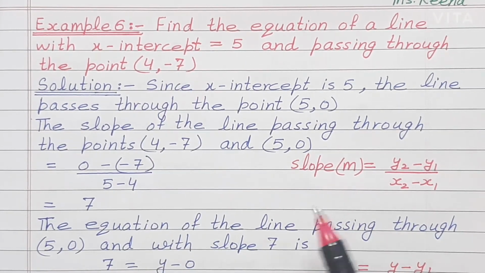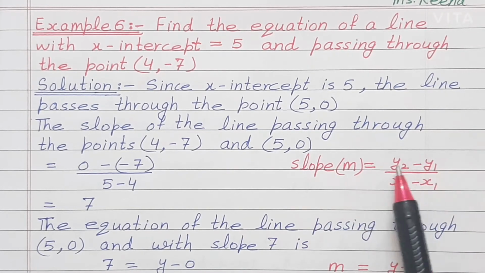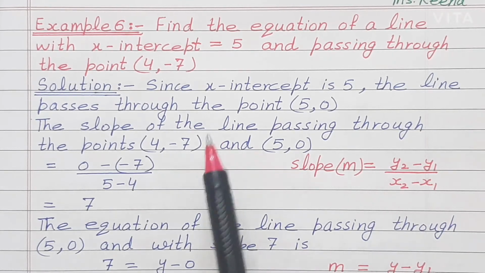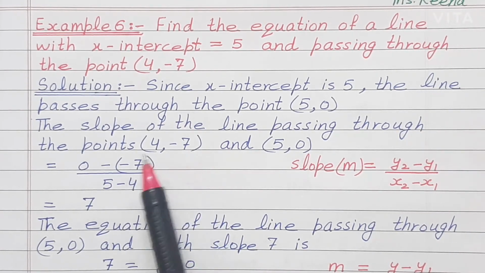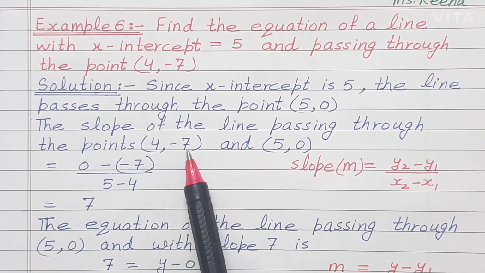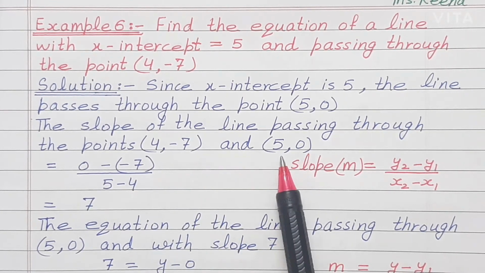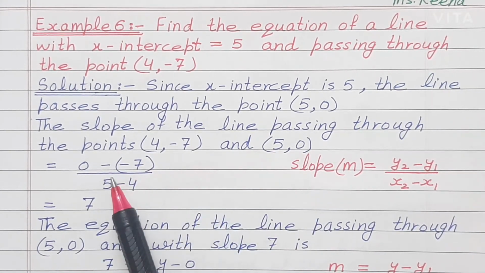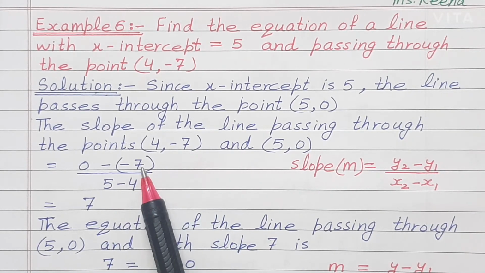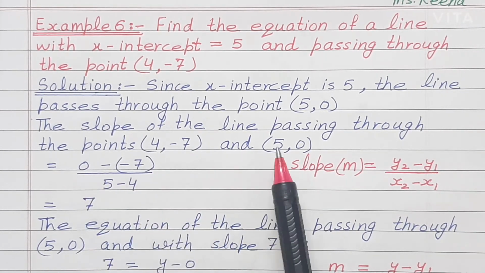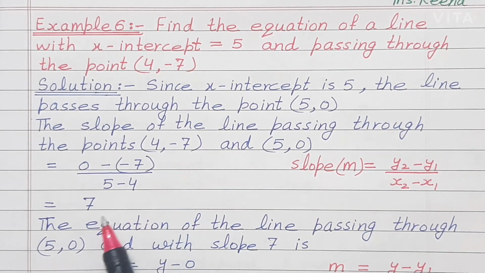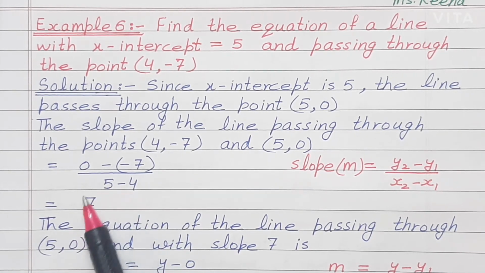Now students, you know that slope is (y2 - y1) upon (x2 - x1). So here let the coordinates be: 4 is x1, -7 is y1, 5 is x2 and 0 is y2. So it is 0 minus 7, and it is already negative, so it will become 0 plus 7, and then 5 minus 4 in the denominator. So this will give us 7. So 7 is the slope.